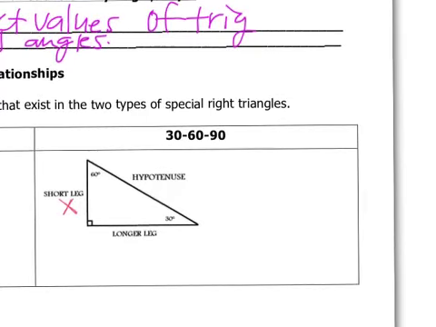We are going to, like I said, base everything off of the length of that short leg. The length of the hypotenuse is going to be twice the length of that short leg. Okay, so hypotenuse equals 2 times the length of the short leg. And the length of the long leg is the length of the short one times radical 3.